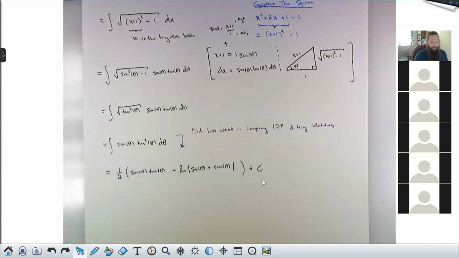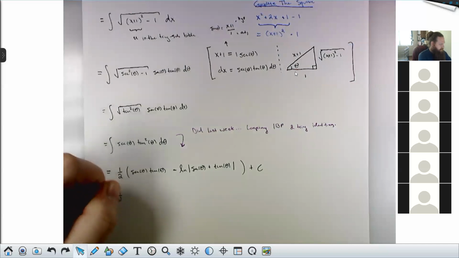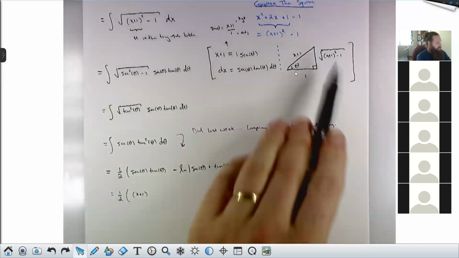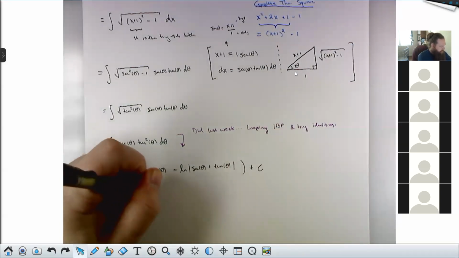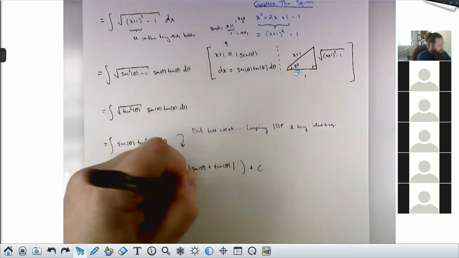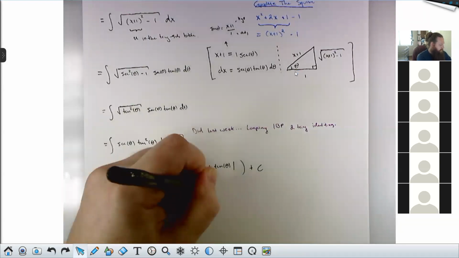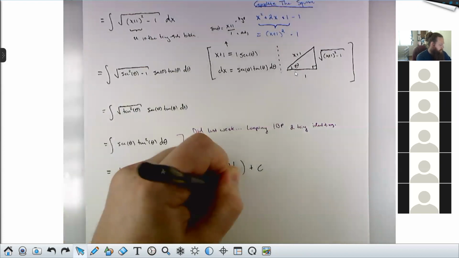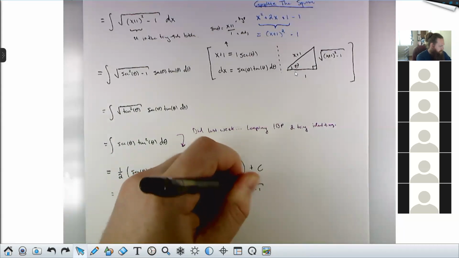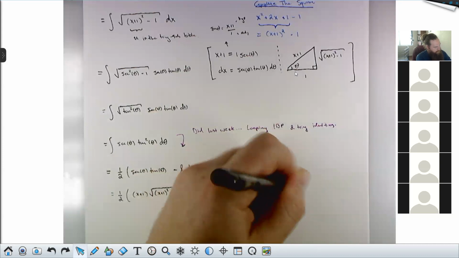Finally, we go back to the original variable. These are thetas. The magic thing for that is the triangle. So secant of theta is x plus 1, and it's the hypotenuse over the adjacent. So this is 1/2 times x plus 1 times the tangent of theta, which is the opposite over the adjacent. So I'll write it as it is in the triangle. Minus the natural log of the absolute value of x plus 1 plus the tangent, which is the square root of x plus 1 squared minus 1, plus c.